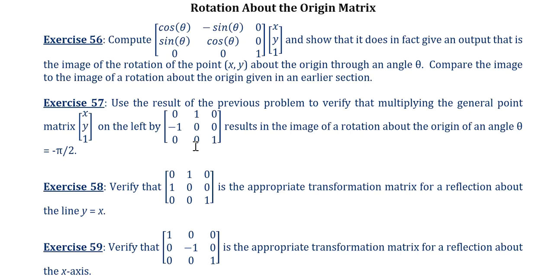So check those. Okay. Verify that this is the appropriate thing for a reflection about the line y equals x. Remember, x should be sent to y, and y should be sent to x. Make sure that this actually does that. Again, in each case, you're taking these matrices and just multiplying them from the left side onto the (x, y, 1), which is on the right side.